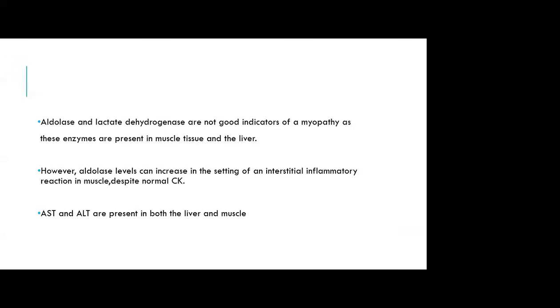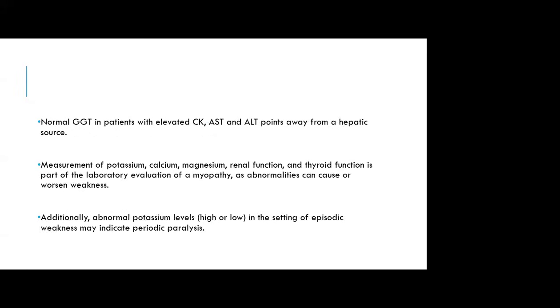Then aldolase and lactate dehydrogenase are not good indicators of myopathy as these enzymes are present in muscle tissue and the liver. However, aldolase levels can increase in the setting of an interstitial inflammatory reaction despite a normal CK. AST and ALT are usually present in both liver and muscle. A normal GGT in patients with elevated CK, AST, and ALT points away from a hepatic source.